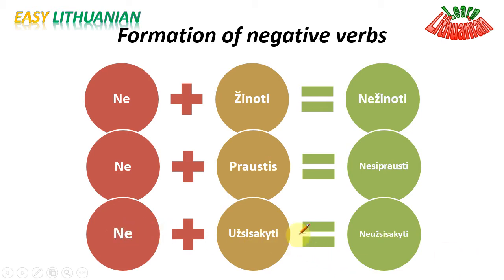So, you get neužsisakyti. Neužsisakyti means not to order something for oneself. So, the three basic things. I repeat them once again. To negate verbs, add ne. For reflexive verbs, remember that the reflexive particle goes between a prefix and the root. And for all kinds of verbs, the third thing is that ne always goes first.